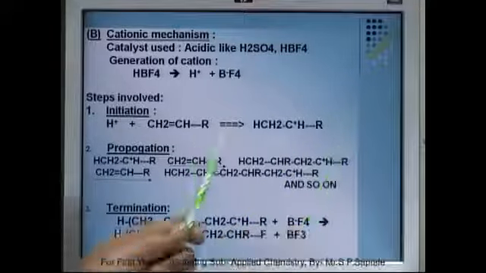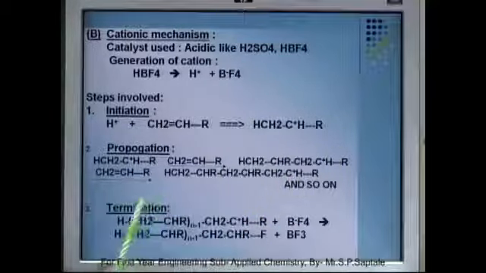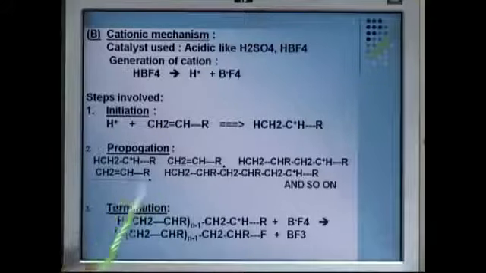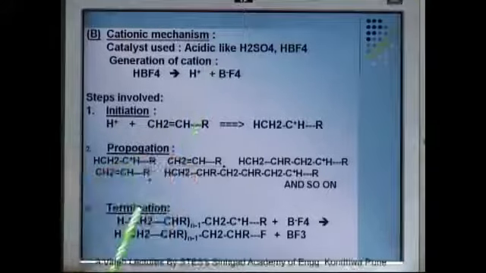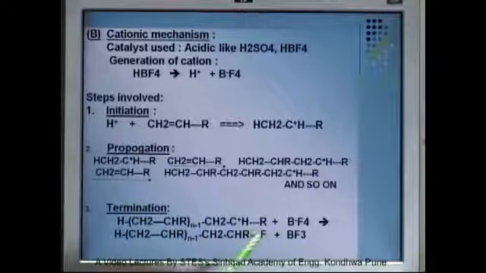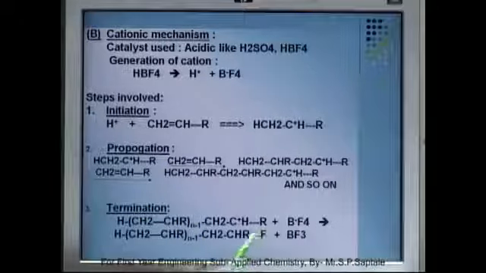Now after this, in the third step, we have to stop the reaction. We are stopping the reaction by BF4. So here B gets added, F gets added, and BF3 forms, and the reaction can terminate, that is, the reaction is stopped.